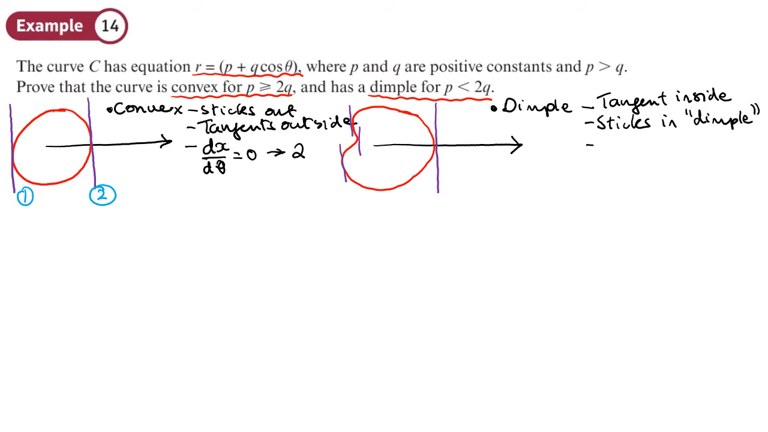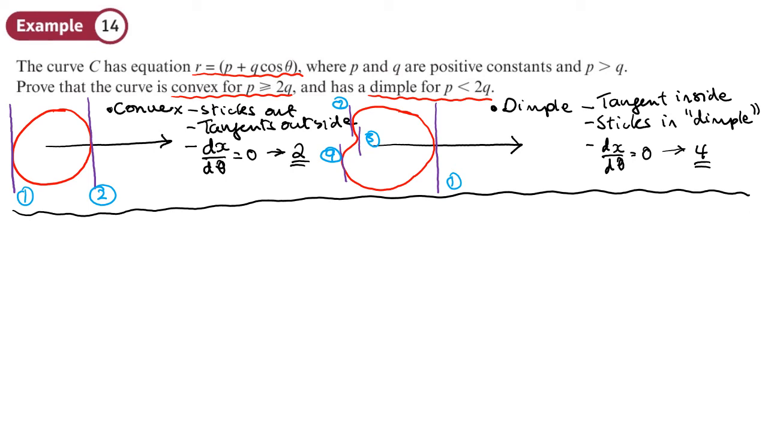And when we look at the dx d theta tangents at 0, we see that there's more than 2. There's actually 4 of them. So I'll label them. You'll see there's 4 tangents when there's a dimple. So we've got 1, 2, 3, 4. So this is about proving how many tangents there are.